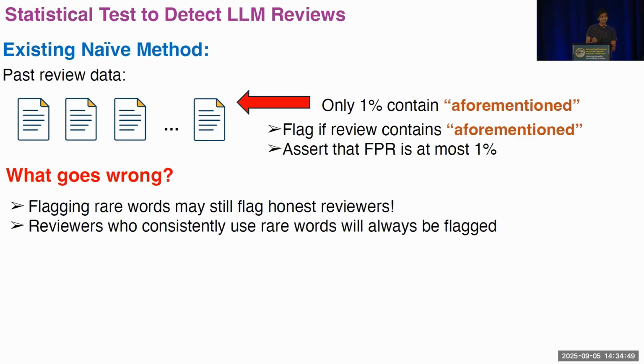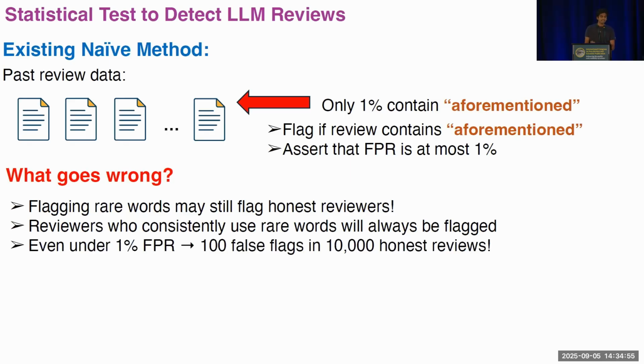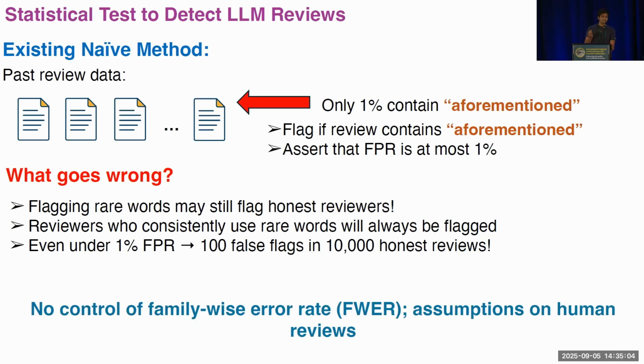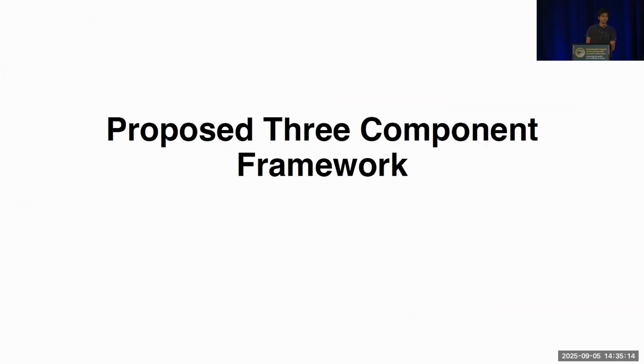And let's say there's a reviewer who consistently uses the word aforementioned in all their reviews, then they would consistently be flagged. And even under 1% false positive rate, if there are 10,000 honest reviews, we'd end up with 100 false flags. So in this method, there is no control of the family-wise error rate, which is the probability of falsely flagging at least one review. And this method makes assumptions on human reviews.